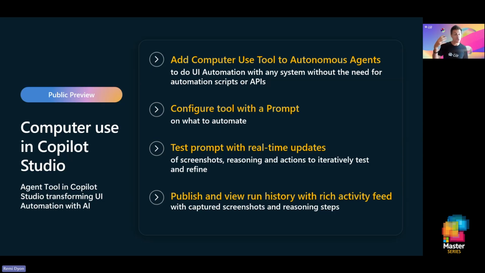You can see the prompt executing in real time with what's happening on the computer. So you will see in the demo that you have a real-time update of what's going on. It's a little bit slow because it's screenshot based. I will get to that in a second, but you can see that happening in real time. And then in the activity tab of your agent, you will be able to see the history and the previous runs of a computer using agent.